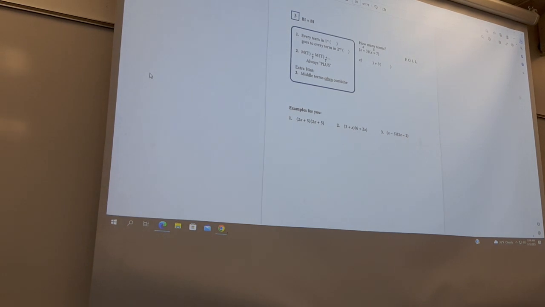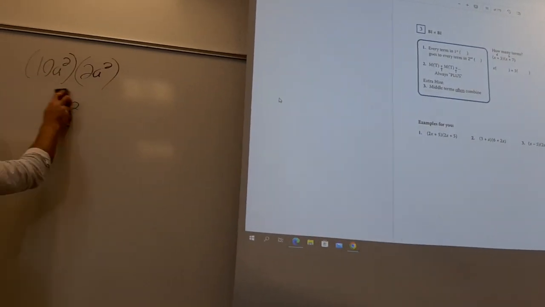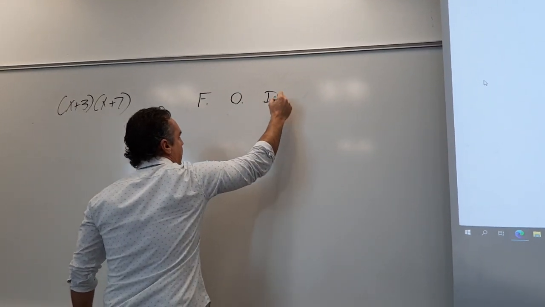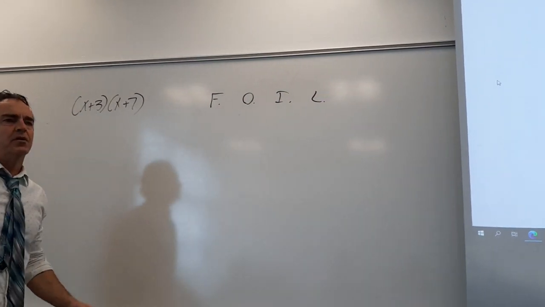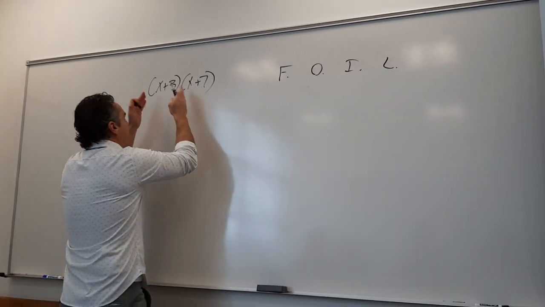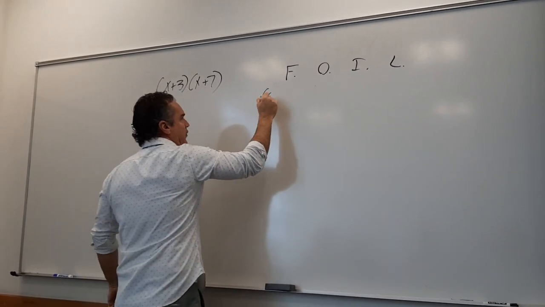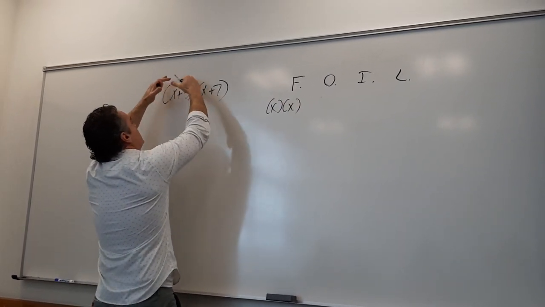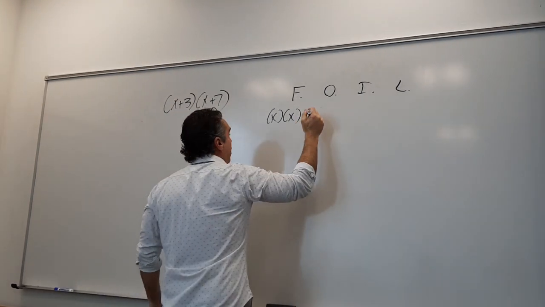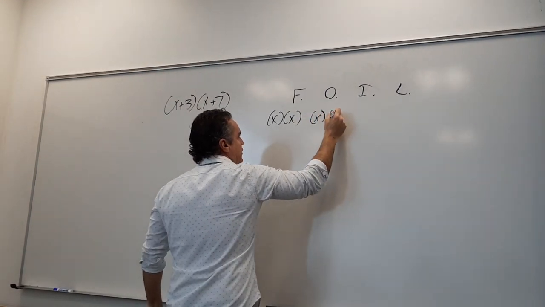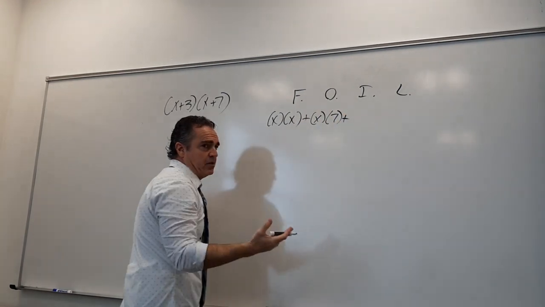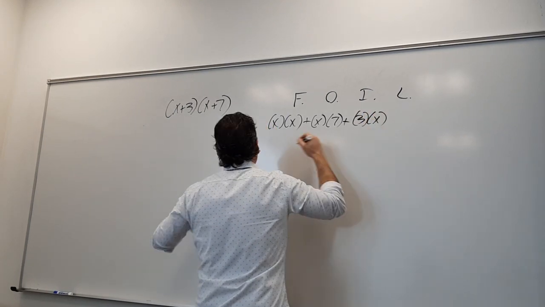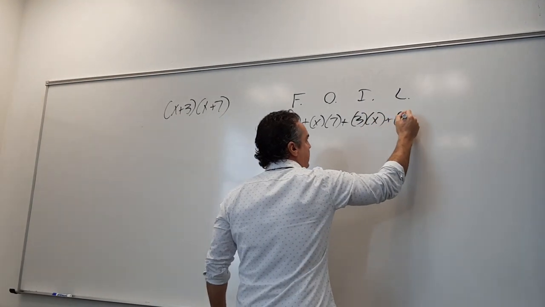For those of you who learned FOIL, I'm going to help you right now. If you like FOIL and you want to stick with it, you sure can. F-O-I-L. I hate acronyms because they're confusing a lot of times. This stands for first, which means the first term in each parentheses: x times x. Outside, instead of dealing with each parentheses, we're now looking at the entire thing. We got x and 7 on the outsides: x times 7. Inside, 3 and x. And the last term in each parentheses is 3 and 7.